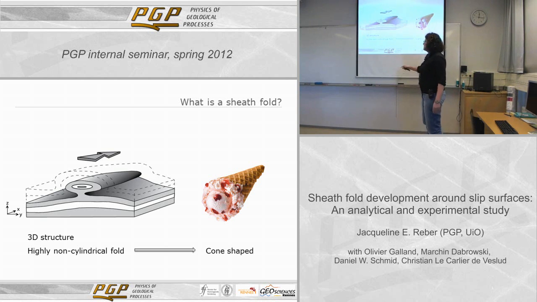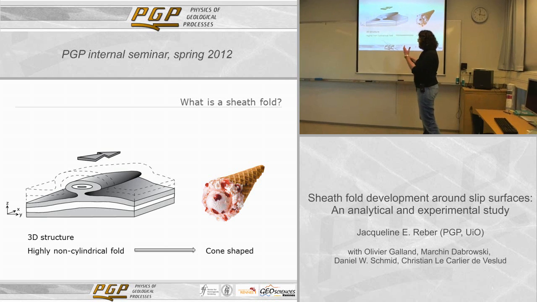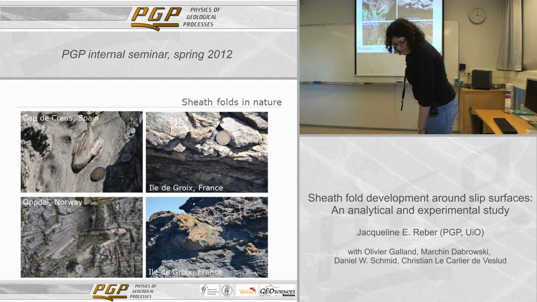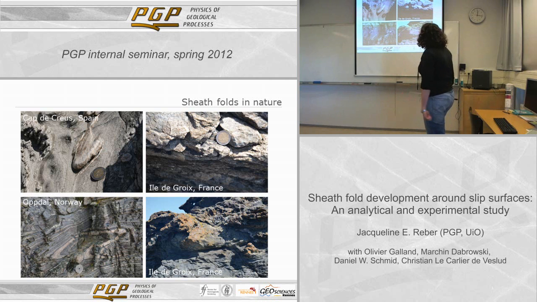People say they are highly non-cylindrical folds, which is definitely true, but it's kind of hard to imagine anything with these words. So I personally prefer to call them cone-shaped. I mean, at least we have an idea what it looks like, and that kind of resembles this cone-shaped structure of the sheath fold quite nicely. So sheath folds in nature look approximately like these.